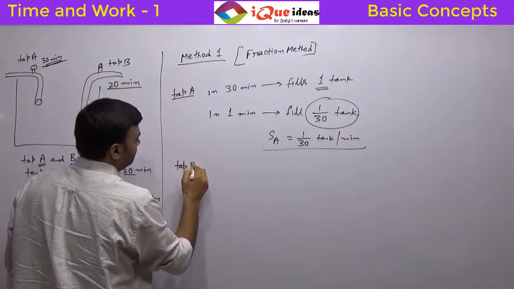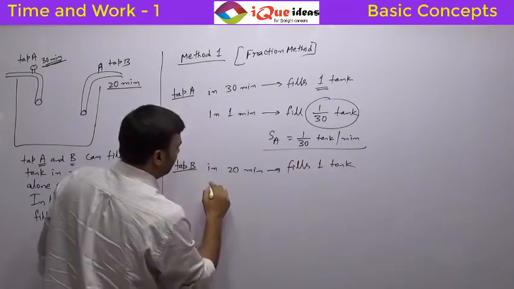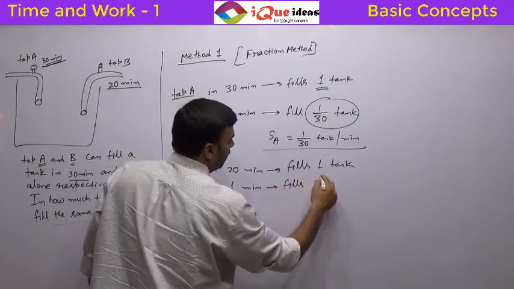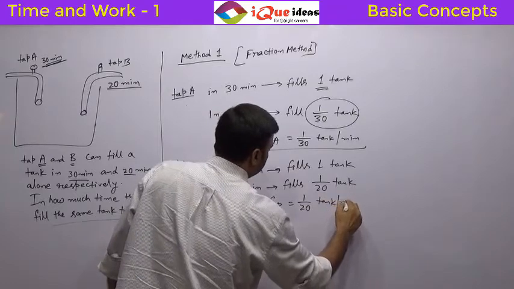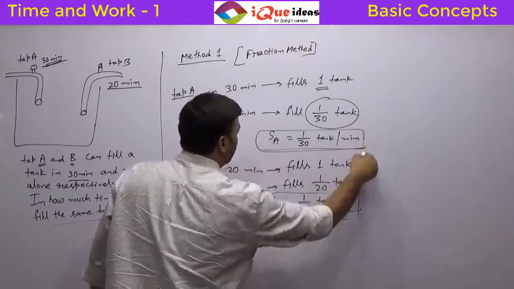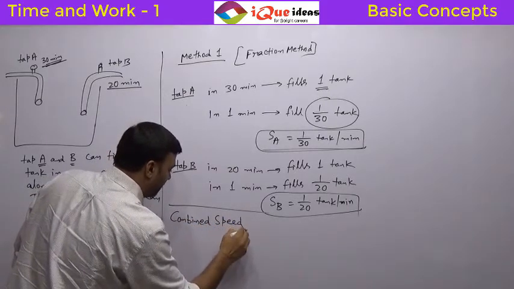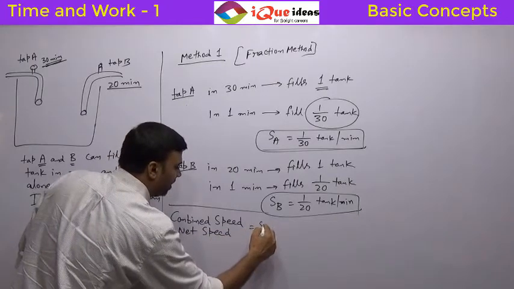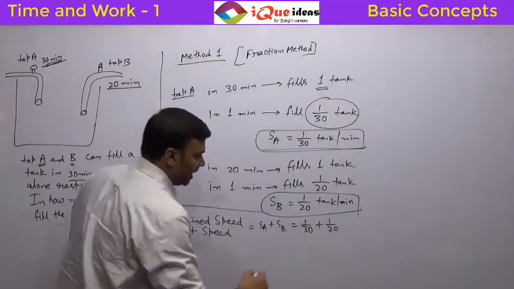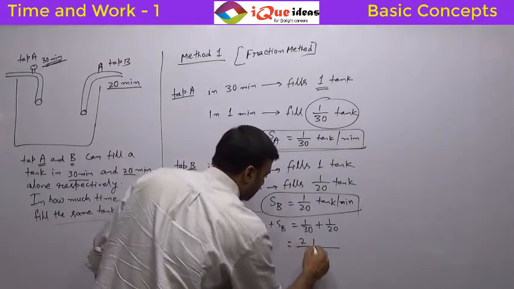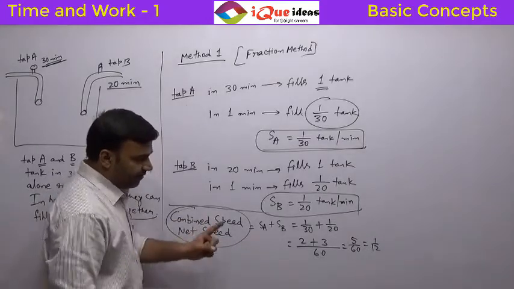Similarly, tap B in 20 minutes fills the entire one tank. That means in 1 minute, it will be able to fill 1 by 20 tank. From here we say that the speed of B is 1 by 20 tank per minute. Alright. So we have the speeds of A and B. So what will be the combined speed of these two? The combined speed, which we have also called net speed, will be equal to speed of A plus speed of B. Now speed of A plus speed of B will be 1 by 30 plus 1 by 20. Right? Let's take the LCM of 30 and 20, it gives us 60. Threes are 3 and twos are 2, so 2 plus 3, this is 5 by 60, which is 1 by 12. So together, the combined speed, together they can fill 1 by 12 tank per minute.